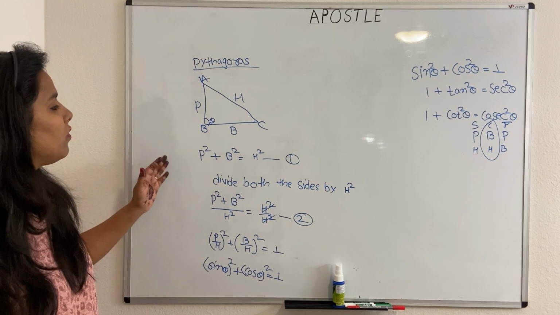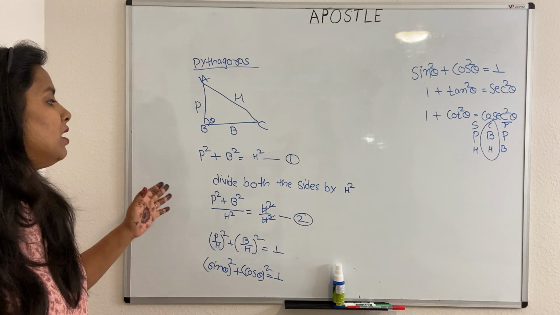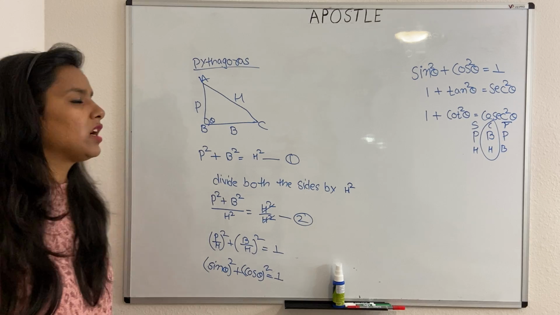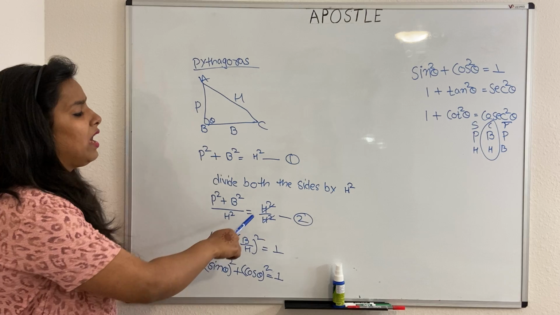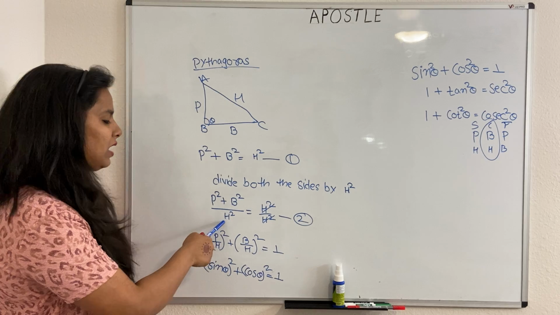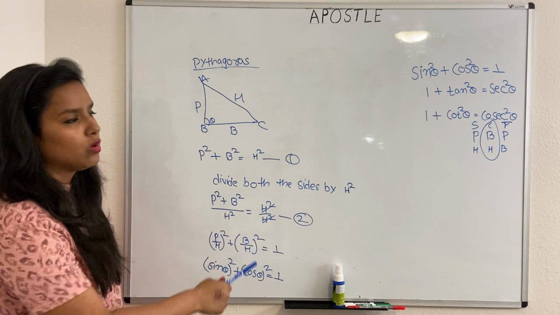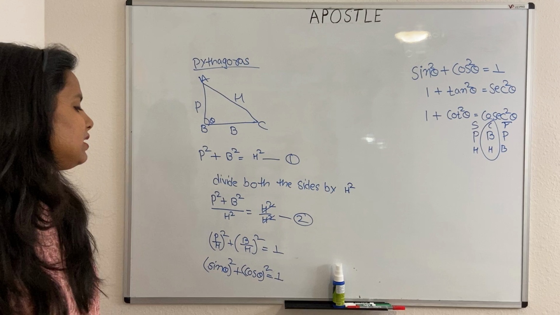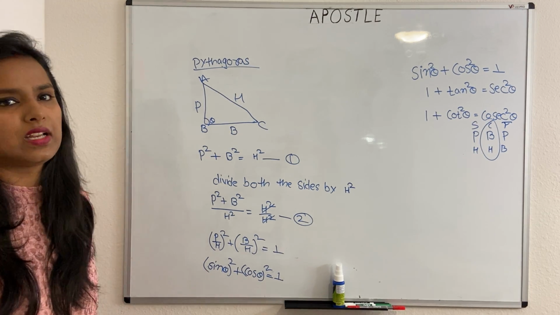For this we simply write p square plus b square equals h square. This is the Pythagoras theorem. Then we divide both sides of the equation by hypotenuse square, and simplify h square by h square as 1. Then I can write individually (p by h) whole square plus (b by h) whole square. We know p by h is sine theta and b by h is cos theta. So this is our equation number 1: sin squared theta plus cos squared theta equals 1.